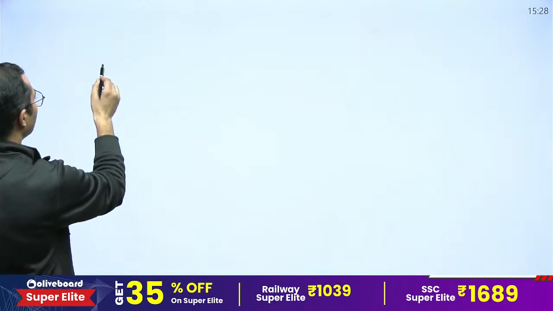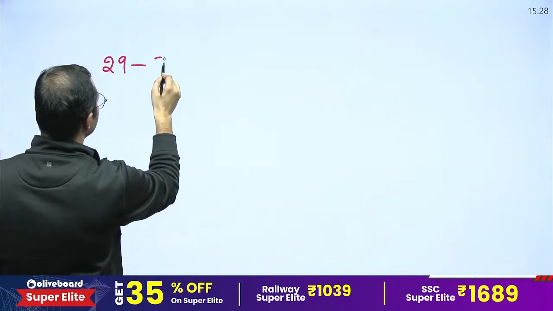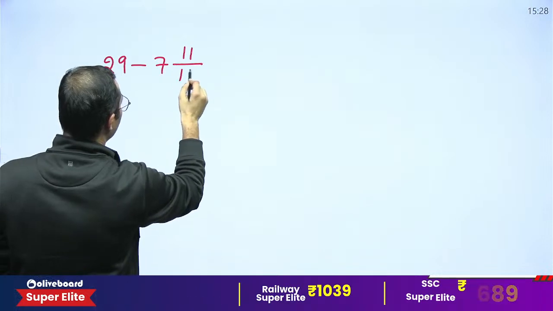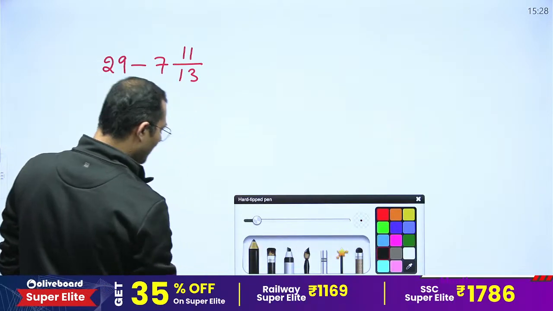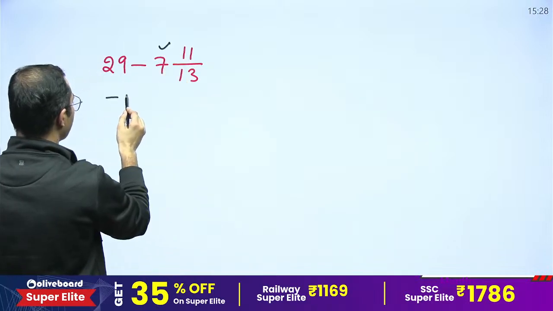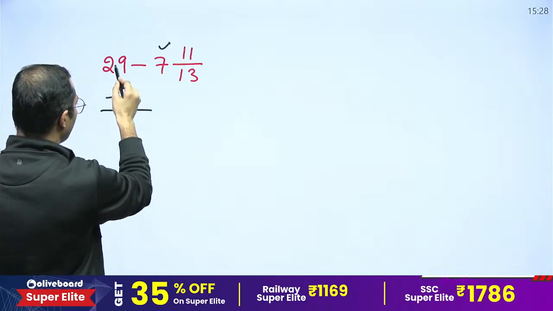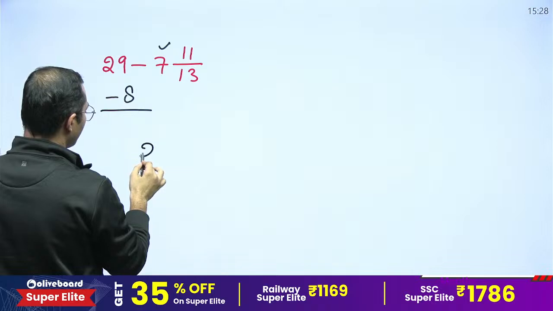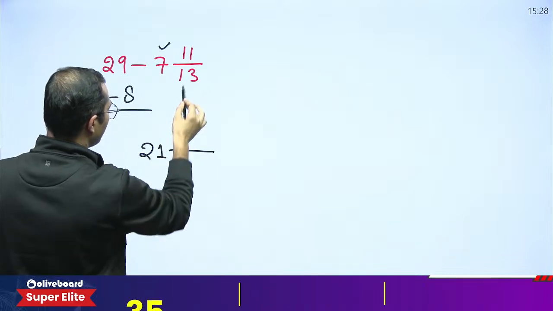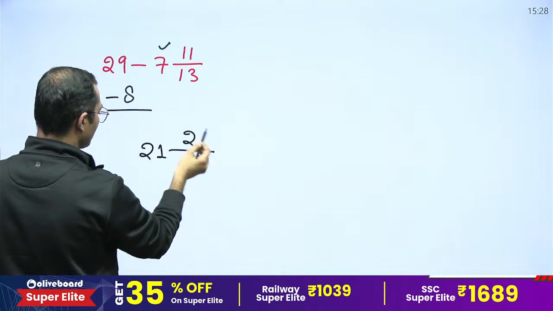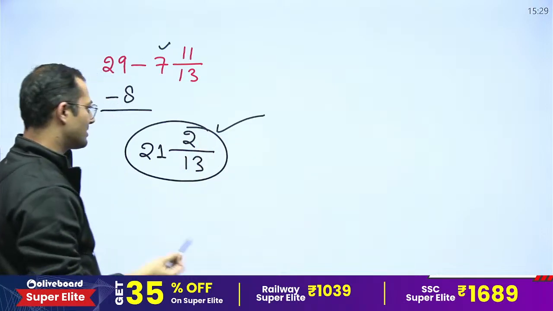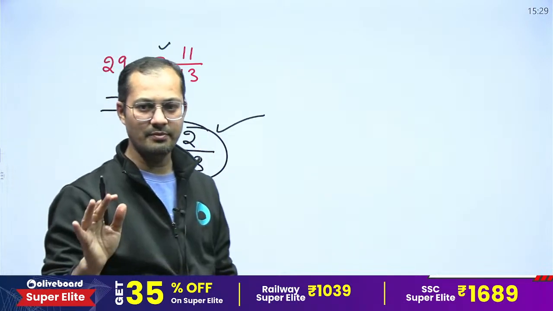If I say 29 minus 7, 11 whole 13. So simply here, the complete number is what? 7. So take one more extra number, 8. Subtract it, 29 minus 8. So that is 21. Then take the denominator as it is. 13 minus 11, 2. So this is the right answer. I hope this thing is very much clear to you all.